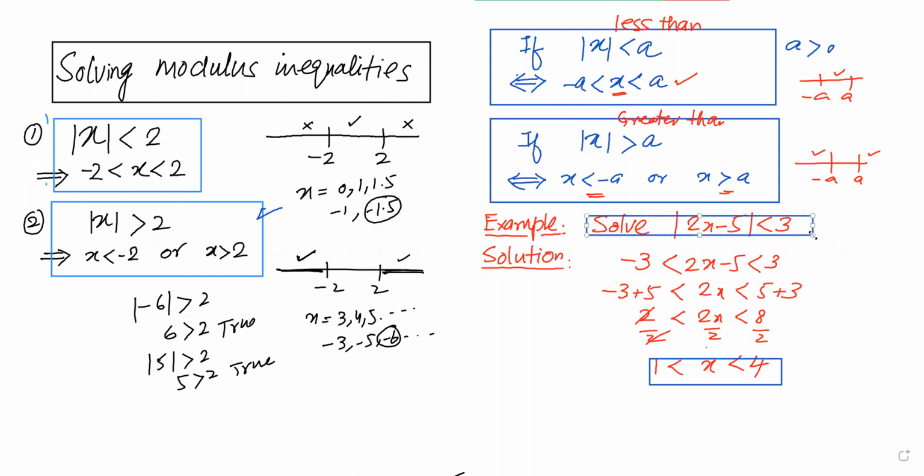So this is the answer to this inequality. If we take any number from greater than 1 and less than 4, any number will satisfy this given inequality. So the solution of this inequality is here: x is greater than 1 and less than 4.